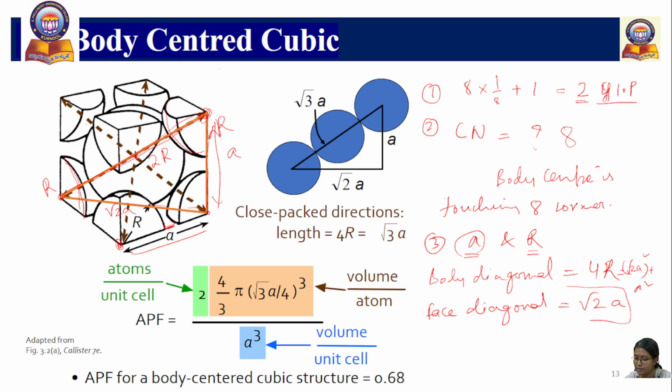So from here what are we getting? 4R equals the square root of (root 2A) square plus A square. The root cancels with the square, so 2A square plus A square is 3A square. Sorry, this is 4R square, this squared, right? Body diagonal square. So 4R square equals 3A square.